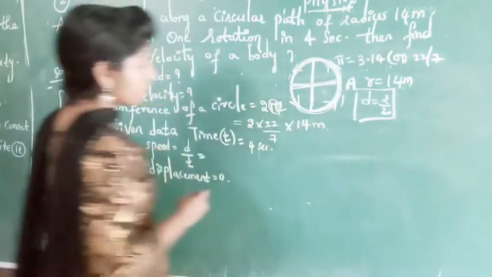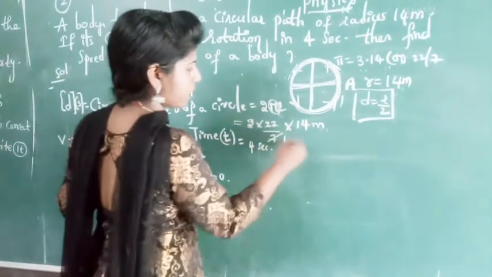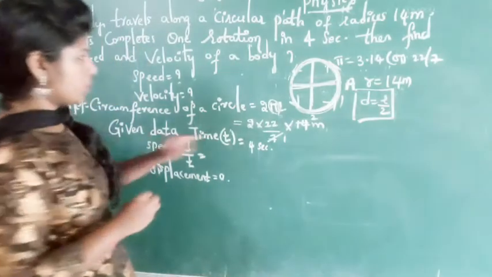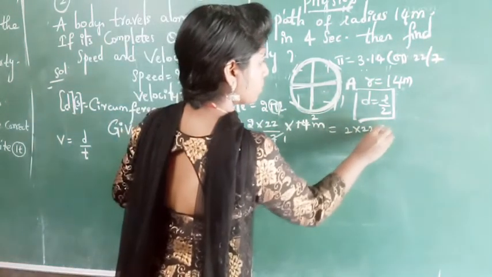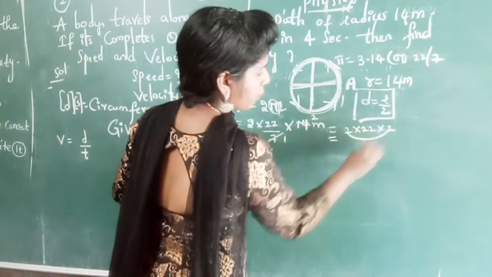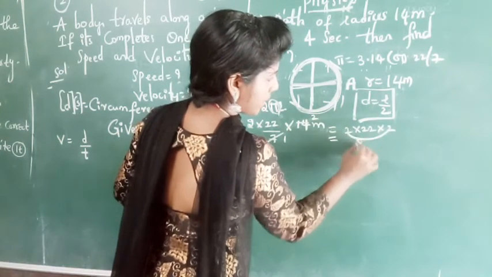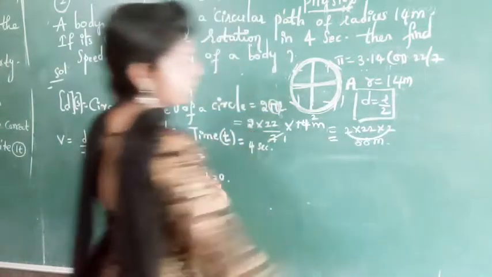Now do the multiplication. 7 ones are 7, 7 twos are 14, so 2 into 22 into 2 left. 2 twos are 4. 4 into 22, how much? 4 twos are 8. So the distance is 88 meters.